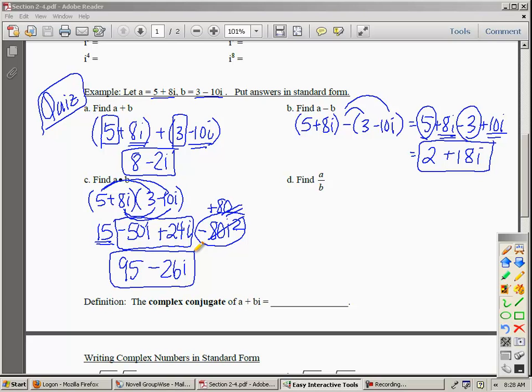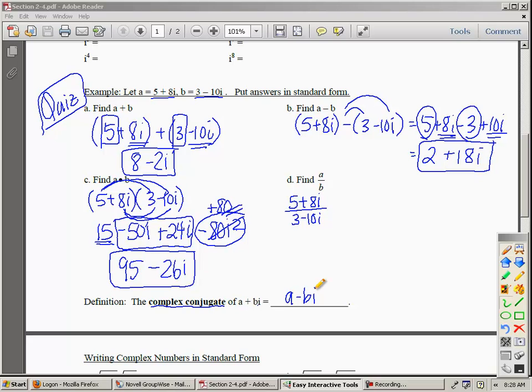Okay. Last one here is division. So we're going to take 5 plus 8i divided by 3 minus 10i. And like square roots, we never leave an i in the denominator. And so we're going to multiply by what we call a complex conjugate. And the complex conjugate changes the value of b to its opposite. So the conjugate of a plus bi is a minus bi.